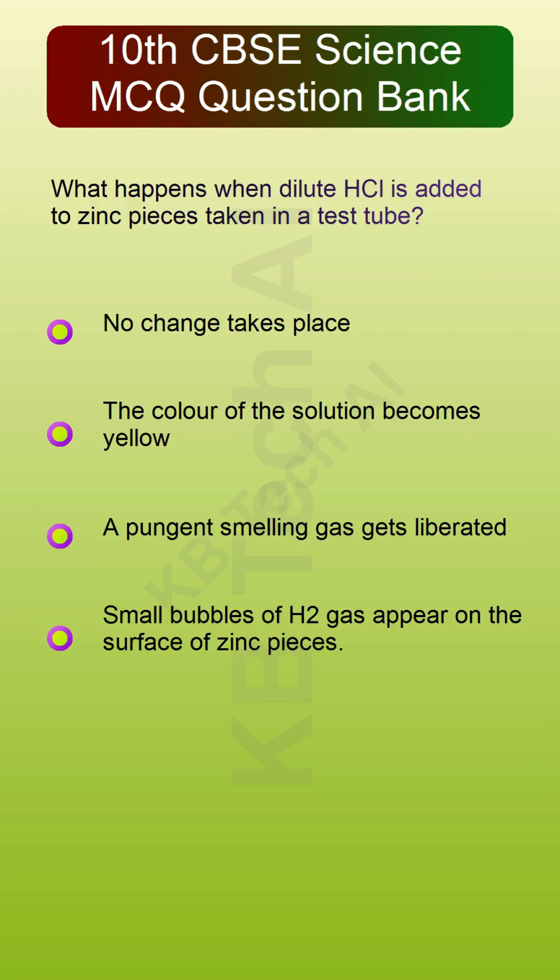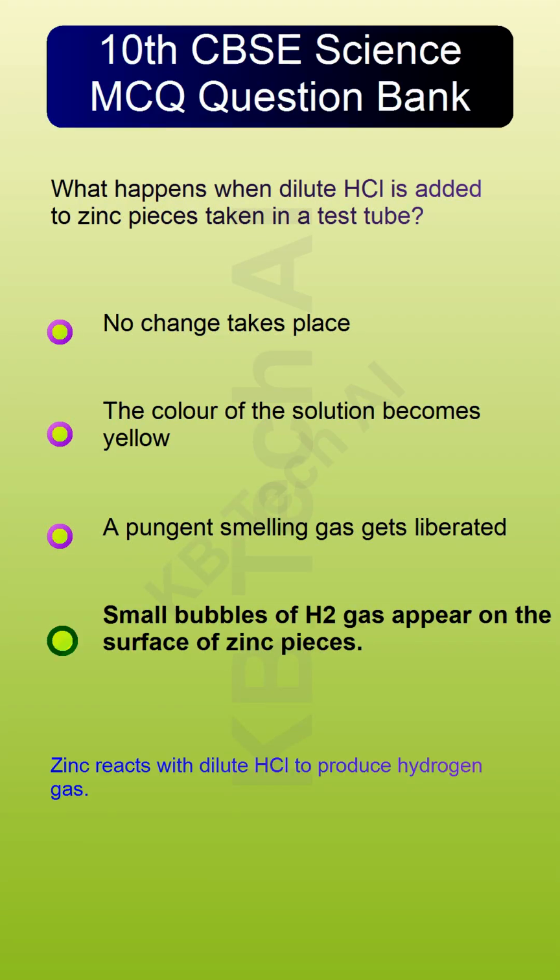What happens when dilute HCl is added to zinc pieces taken in a test tube? Option 1, no change takes place. Option 2, the color of the solution becomes yellow. Option 3, a pungent smelling gas gets liberated. Option 4, small bubbles of H2 gas appear on the surface of zinc pieces. The answer is, Option 4, small bubbles of H2 gas appear on the surface of zinc pieces.